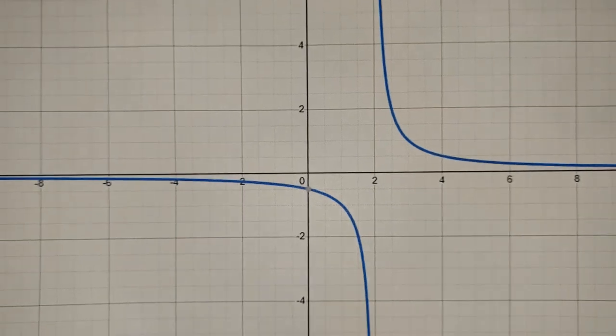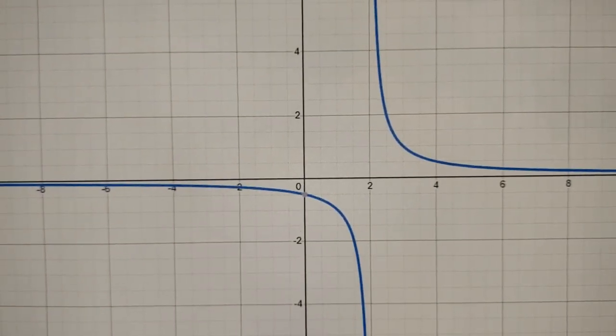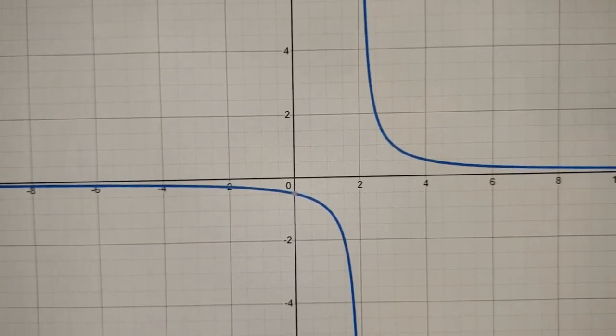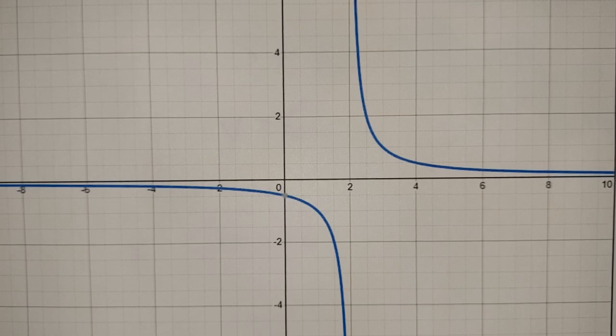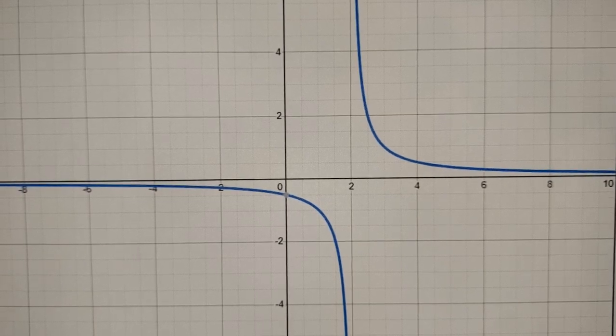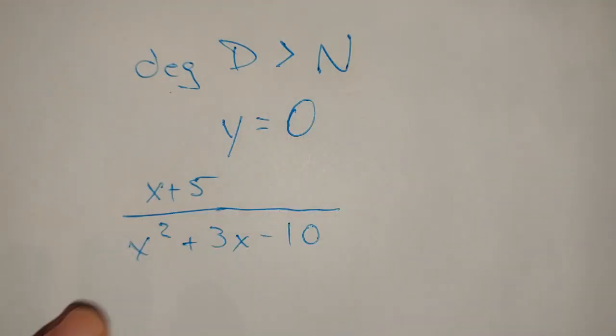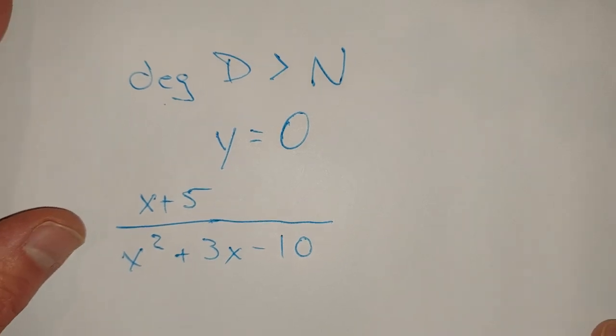So, here is what that would look like. Notice the lines get very close to 0, but never actually reach 0. Okay? So that's if the denominator is bigger than the numerator.